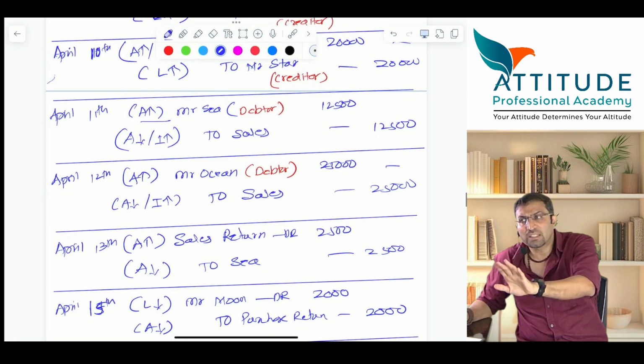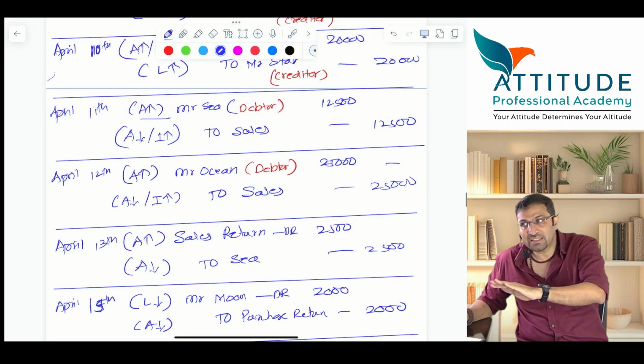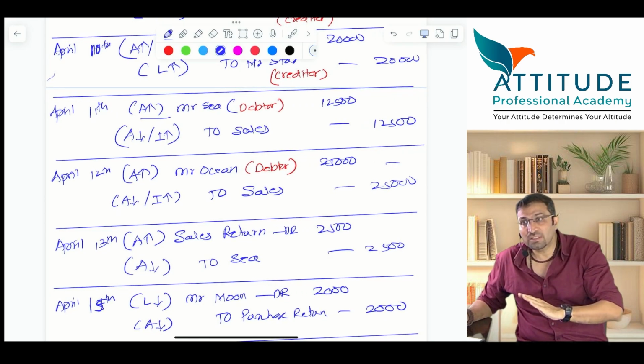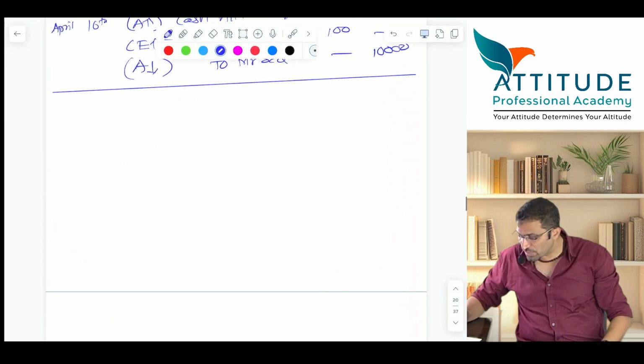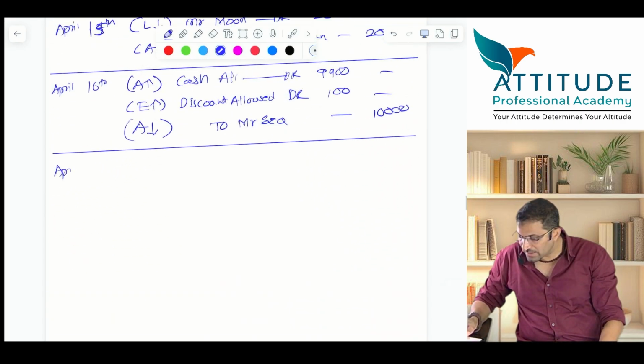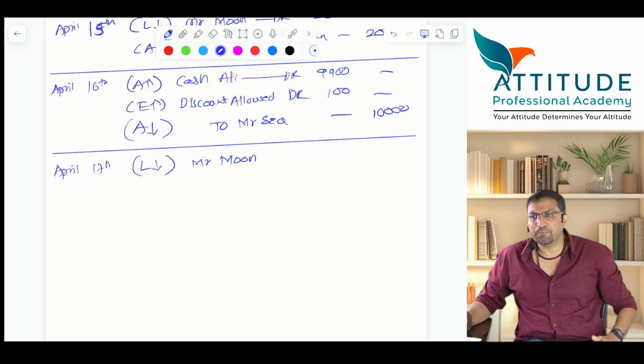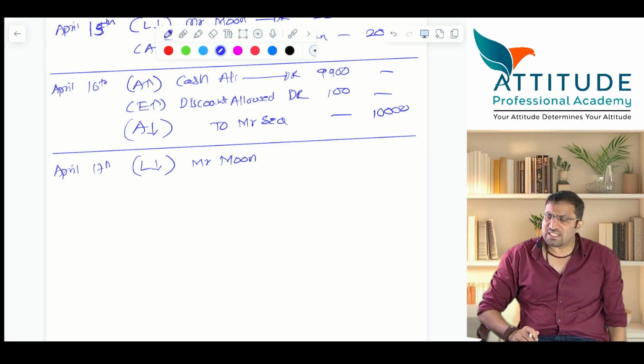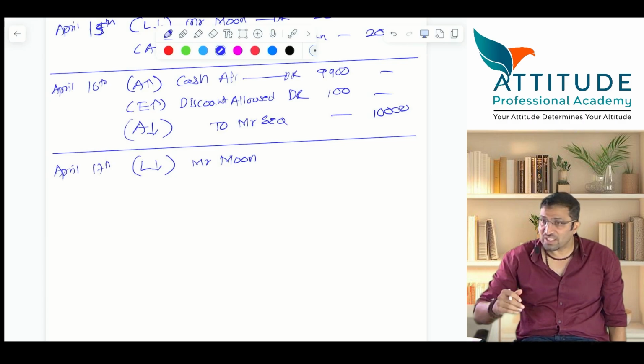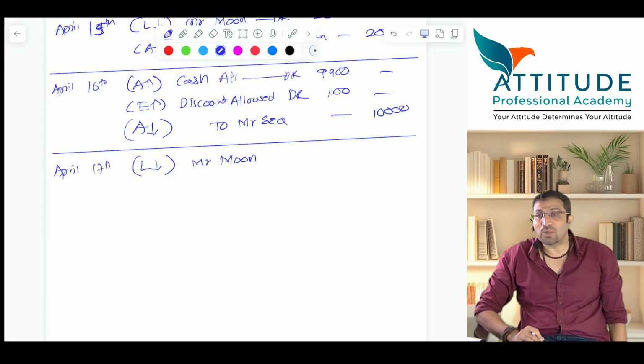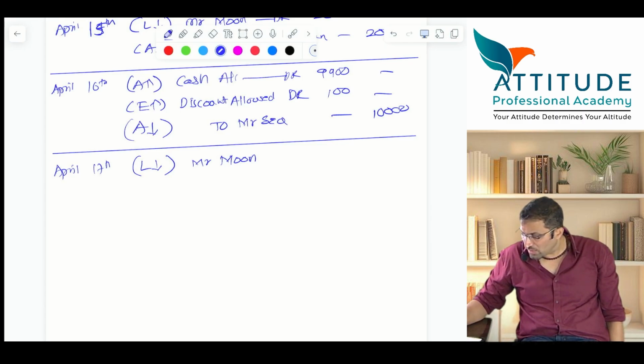Yes or no? Now once you pay, your liability goes up or comes down? If your liability comes down, liability account should be debited. Is that clear? So April 17th, liability comes down. Mr. Moon. Now liability is coming down fully. Sir, you are paying only 7880. How can a liability come down fully? It has come down fully because you are receiving a discount from him. How much? 120. Is that clear? So Moon account debit how much? Full 8,000.